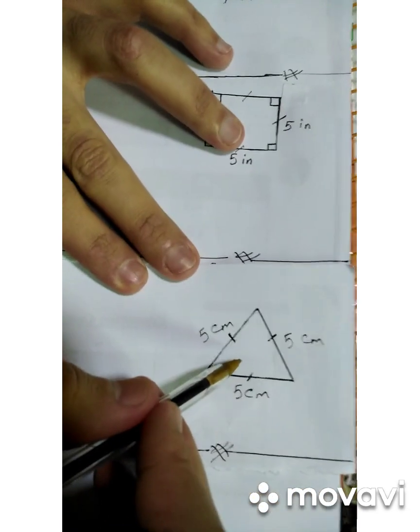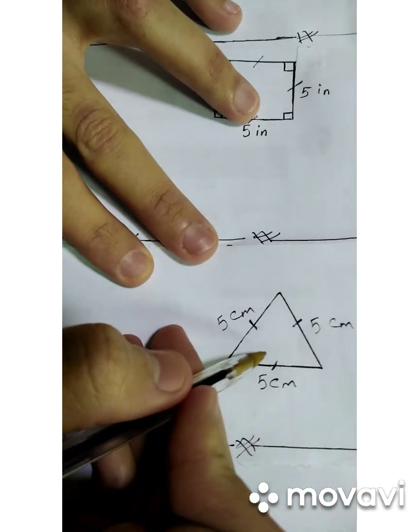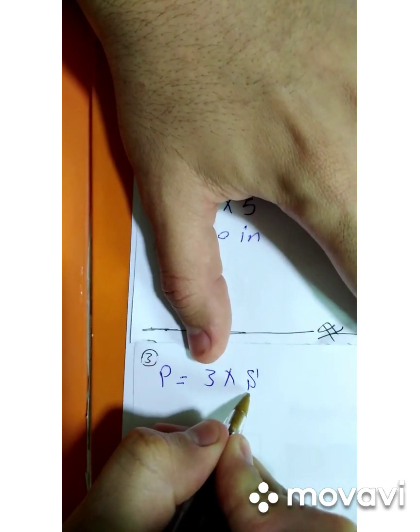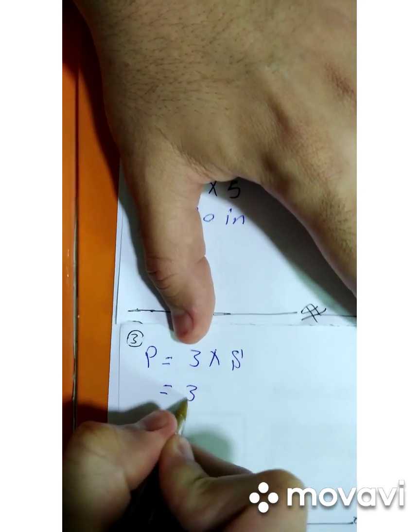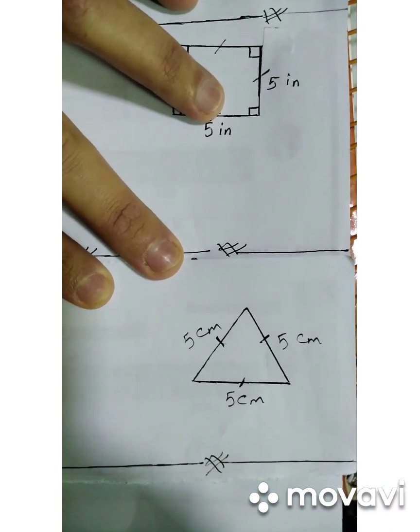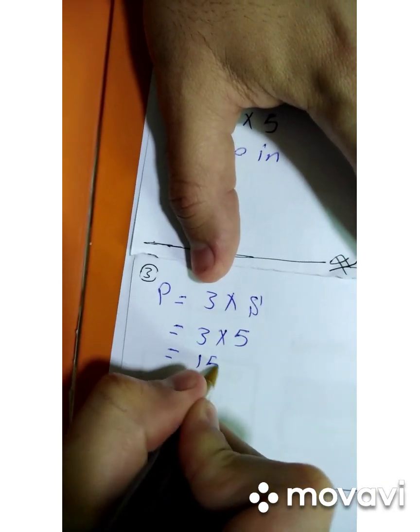Number 3. In this figure we have an equilateral triangle. All sides are equal in length. The formula of the perimeter of an equilateral triangle is perimeter equals 3 times s, and s is the side length. The side length here is 5. It will be 3 times 5 equals 15 centimeters.